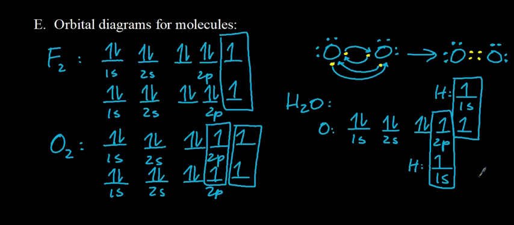So there you have it. Transfer of electrons occurs for ionic bonds. Sharing of pairs of electrons occurs for covalent bonds. Next time, we will talk about how to draw Lewis structures for molecules and polyatomic ions.